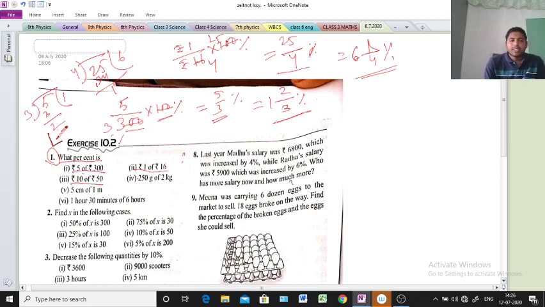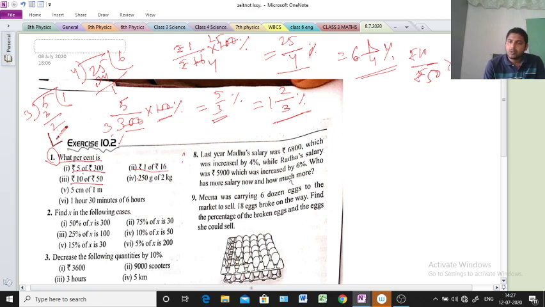What percent is rupees 10 of rupees 50? Same process, you should try it. Rupees 10 will come in the numerator and rupees 50 in the denominator. After that we convert into percentage, so multiply by 100 and the percentage sign will come. Rupees 10 by rupees 50 means rupees 10 out of 50.